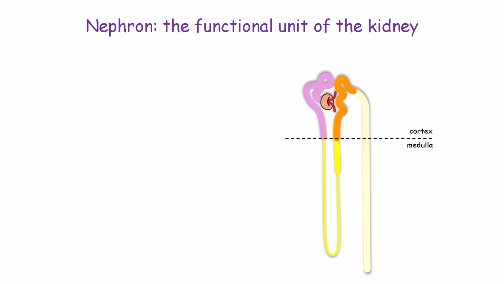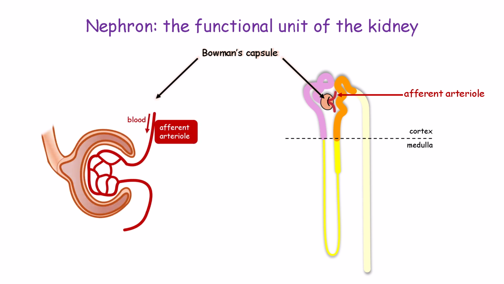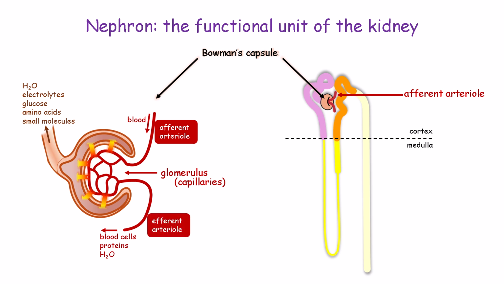Blood enters the nephron through afferent arterioles branching from the renal artery. It first reaches the Bowman's capsule, a cup-shaped structure that houses a network of capillaries called the glomerulus. Here, hydrostatic pressure forces water and small solutes, such as electrolytes, glucose and amino acids, out of the blood and into the capsule, forming a fluid called filtrate. Larger molecules, like proteins, along with blood cells, remain in the bloodstream and exit via the efferent arteriole.